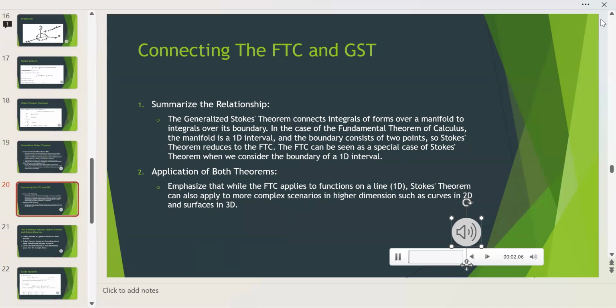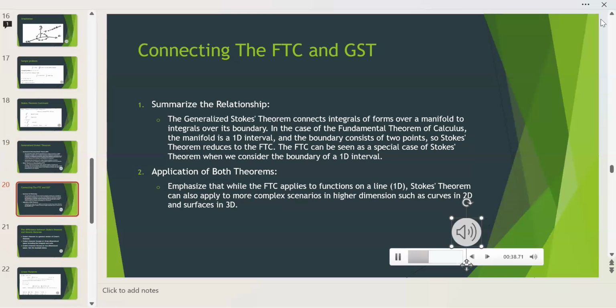In the last part of the lesson, I will connect the fundamental theorem of calculus to the generalized Stokes theorem. First, I will summarize the relationship. The generalized Stokes theorem connects integrals of forms over a manifold to integrals over its boundary. In the case of the fundamental theorem of calculus, the manifold is a 1D interval, and the boundary consists of 2 points, so Stokes' theorem reduces to the FTC. The FTC can be seen as a special case of Stokes' theorem when we consider the boundary of a 1D interval.